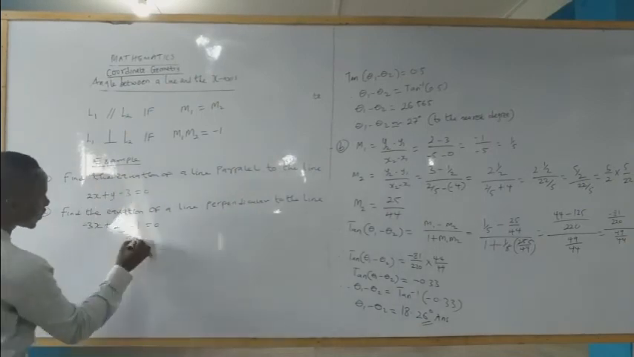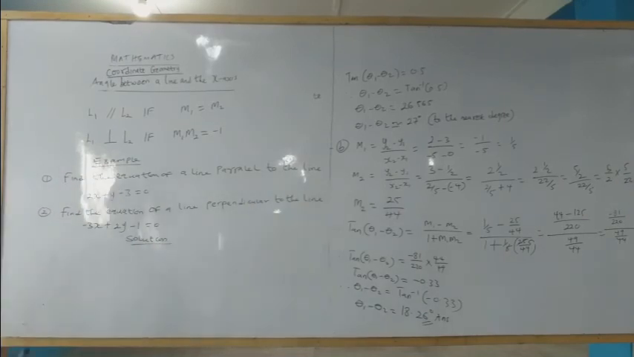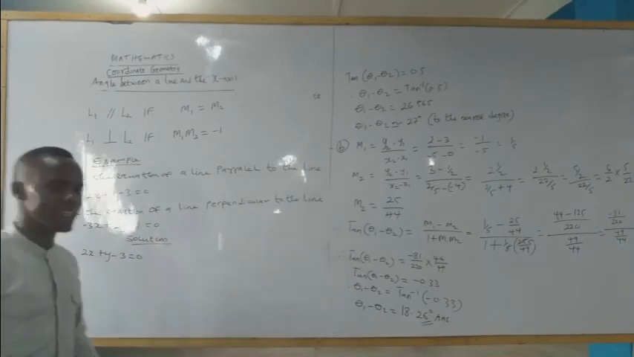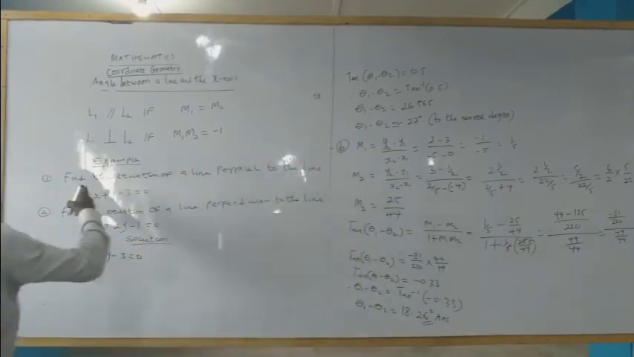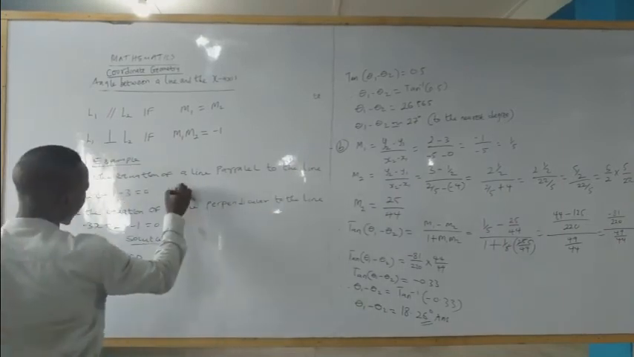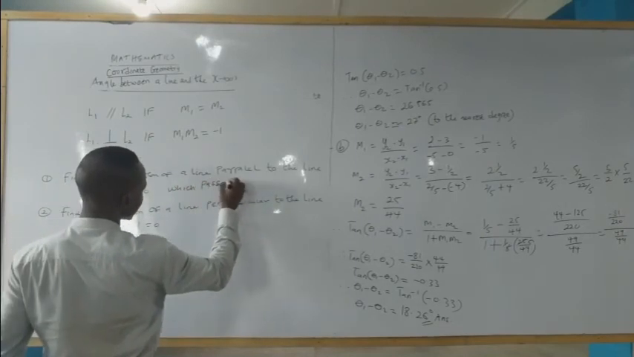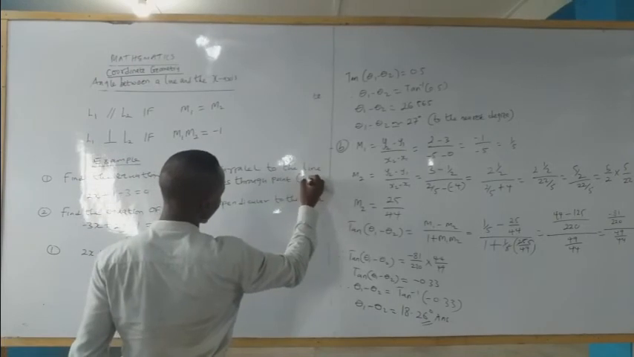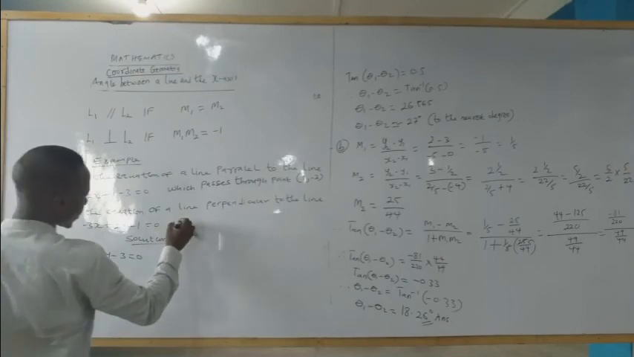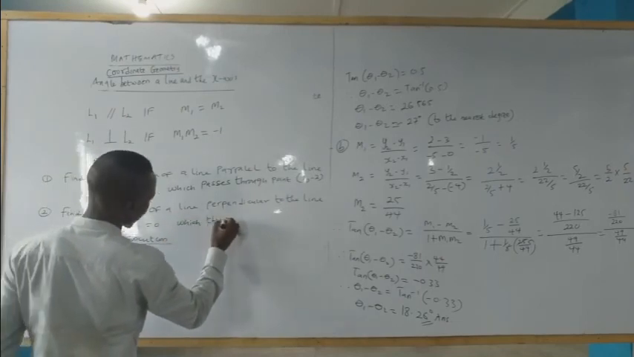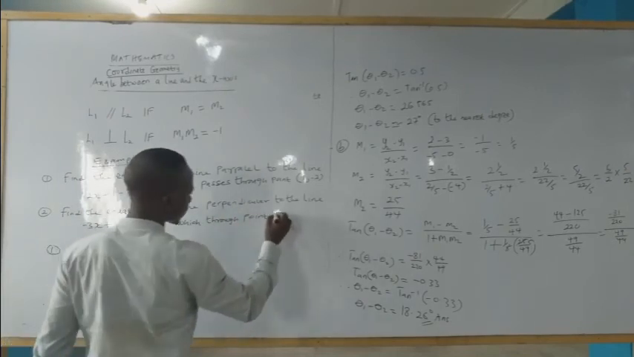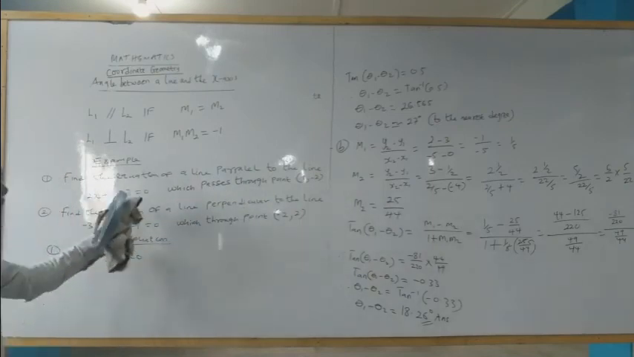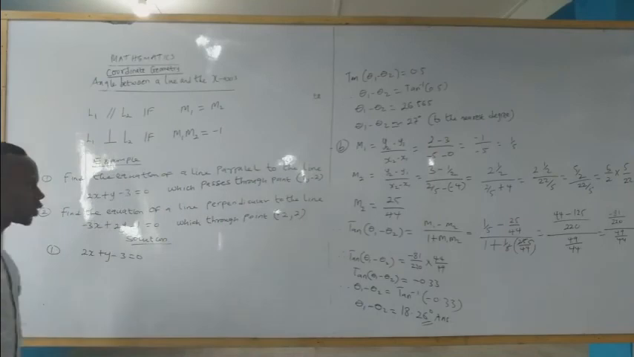So from here we are asked to find the equation of a line that is parallel to this line from question 1. So we are taking this equation 2x + y - 3 = 0. We want to find a line that is parallel to this line, which passes through point (1, -2), and this one, which passes through point (-2, 2). We find the equation of a line parallel to this line, and the line passes through 1, -2.